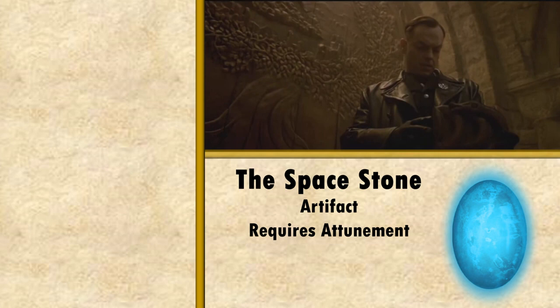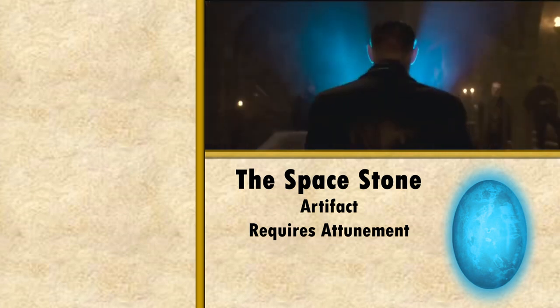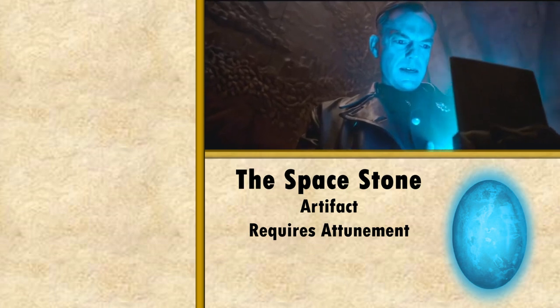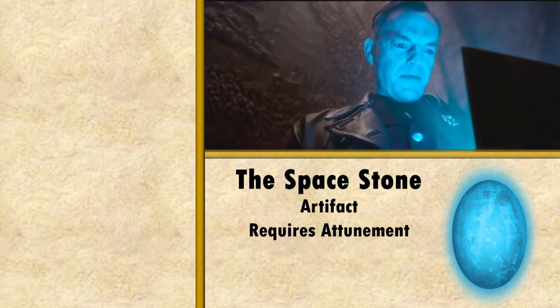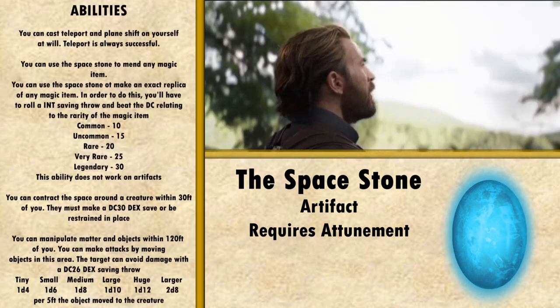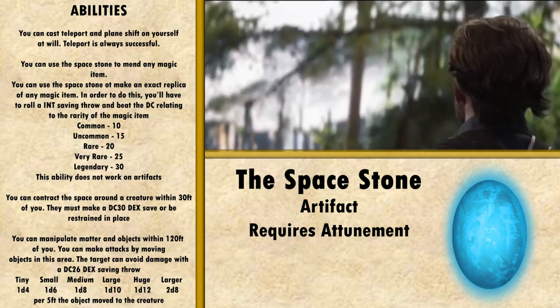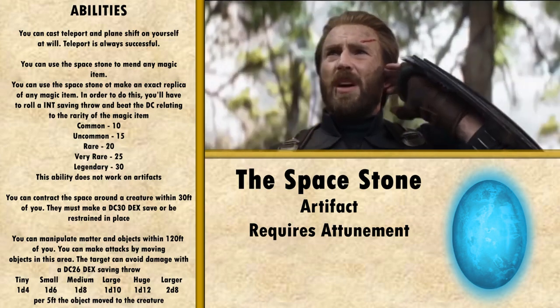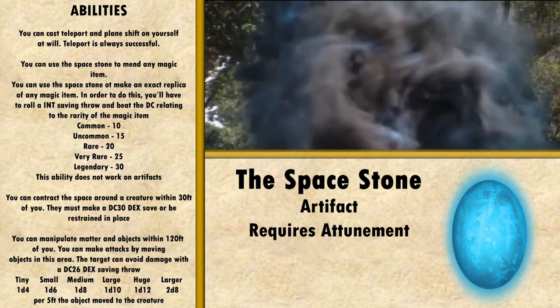Number 5 is the Space Stone, first seen in Captain America: The First Avenger. This artifact is mostly used to teleport, but it does contain a lot of energy that can be harnessed in other ways. The first ability that this stone gives you is the ability to cast Teleport and Plane Shift on yourself at will, with Teleport being as if you had an object from that place.